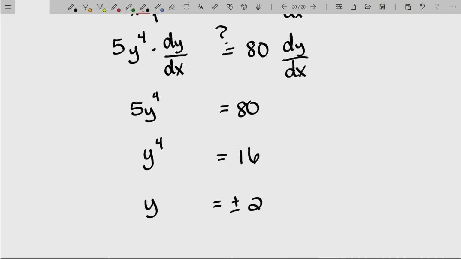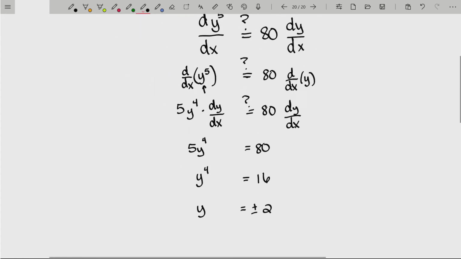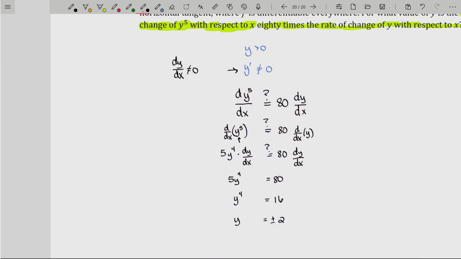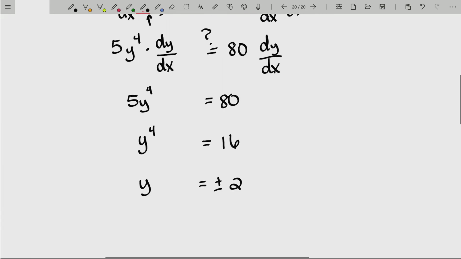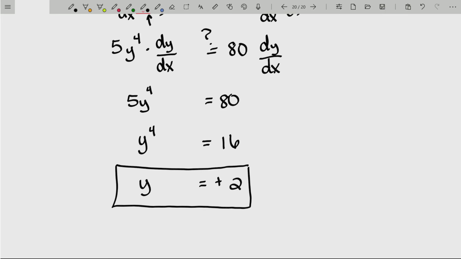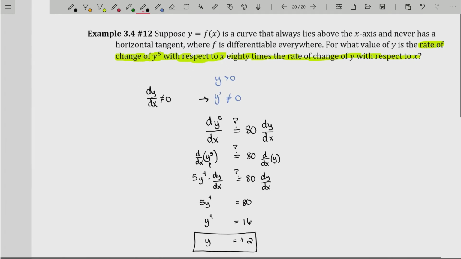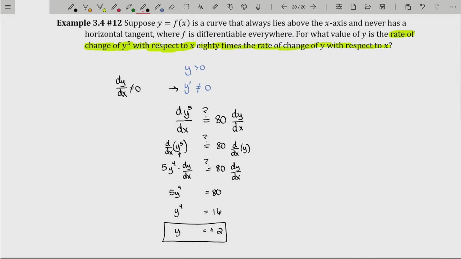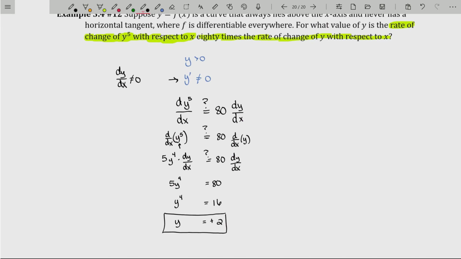And then I'll take the fourth root. Now, technically, you should get a plus or minus 2, because negative 2 to the fourth is 16 and positive 2 to the fourth is 16. However, they did tell us y is always positive. So I don't have to worry about the negative. And there is my y value. For what value of y is the rate of change of y to the fifth with respect to x 80 times the rate of change of y with respect to x?